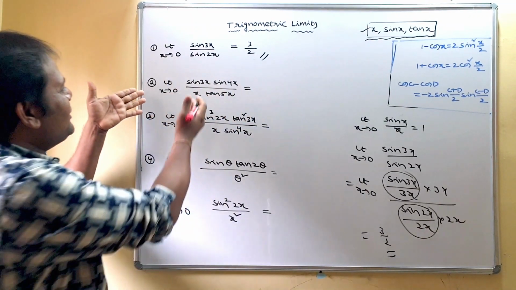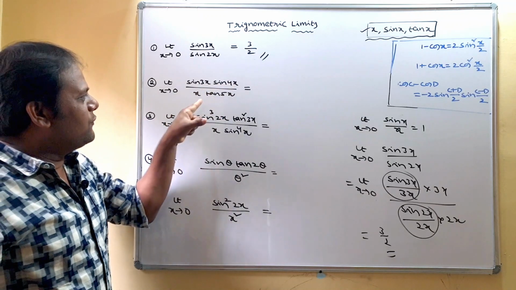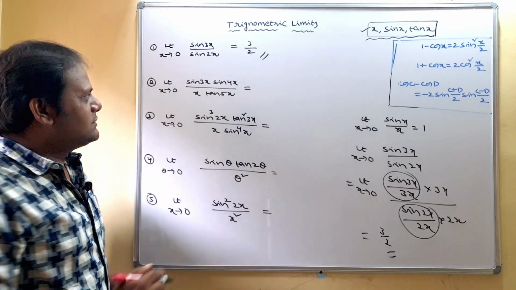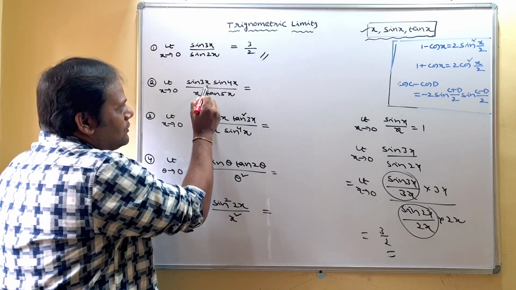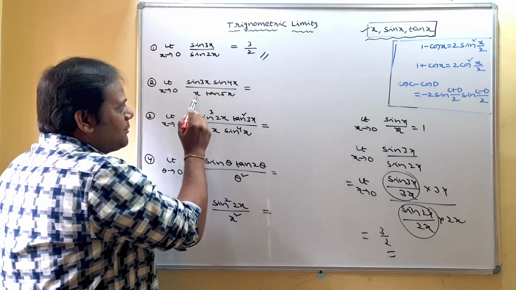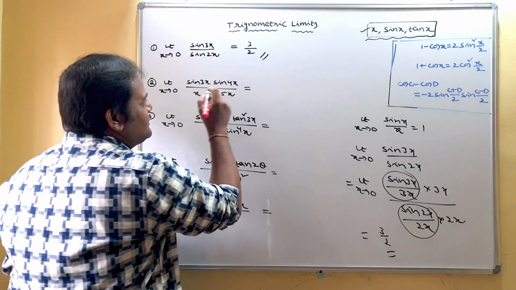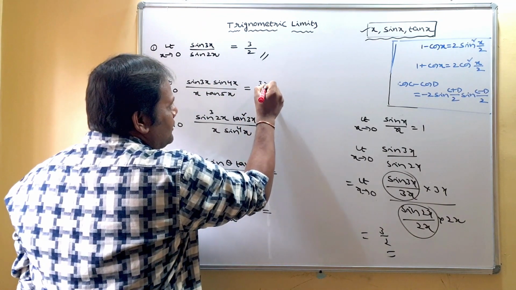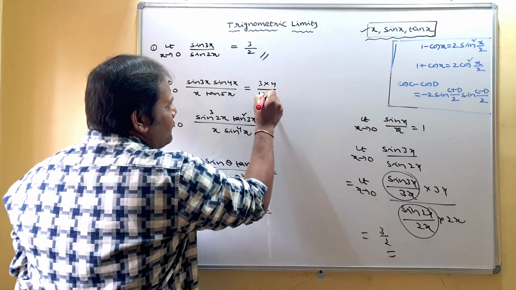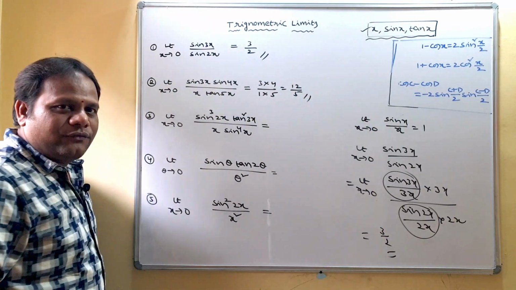Coming to the second one, limit x tends to 0 sin 3x into sin 4x by x tan 5x. Here you see, how many x are there in the numerator? 1, 2. In the denominator, 1 and 2. Yes, the number of x are equal. What is the answer? Their coefficients. So 3 into 4 by 1 into 5. So the answer to this question is 12 by 5.